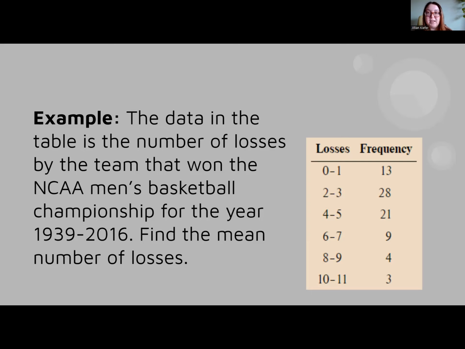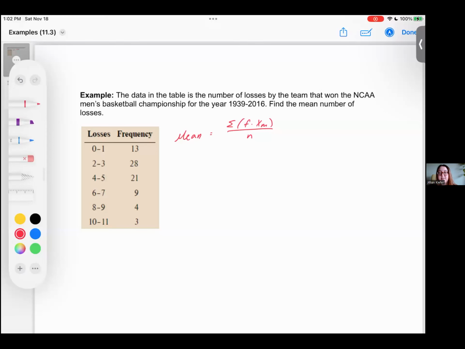So we're going to find the mean of our grouped data here using what we saw on that last slide. Let's go ahead and do that all together. All right, so here's our question again. We have our formula. The mean will be the sum of the frequencies times the midpoint divided by the number of total frequencies. So we already have a chart.